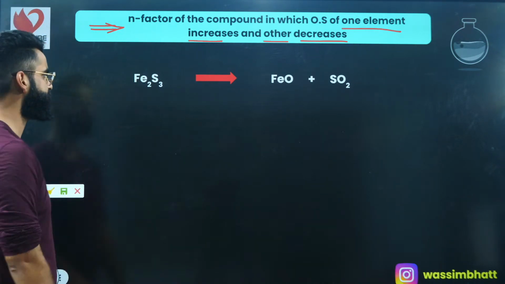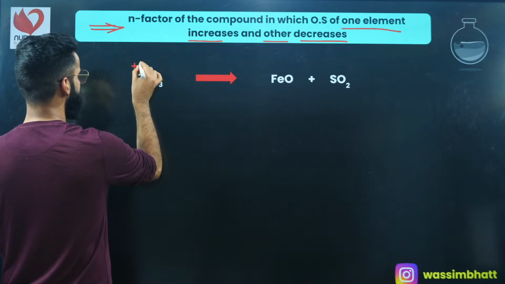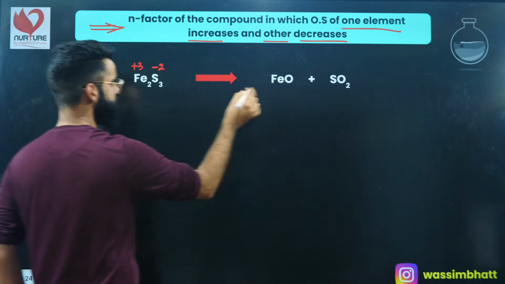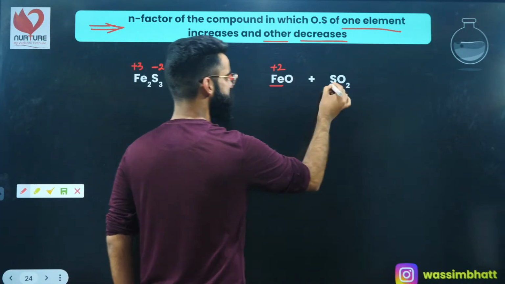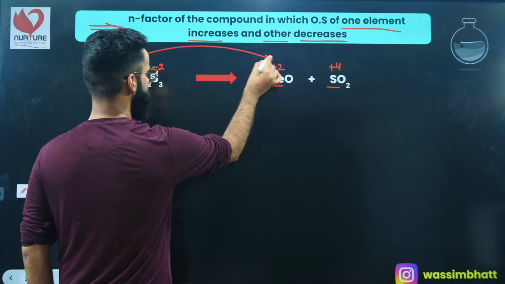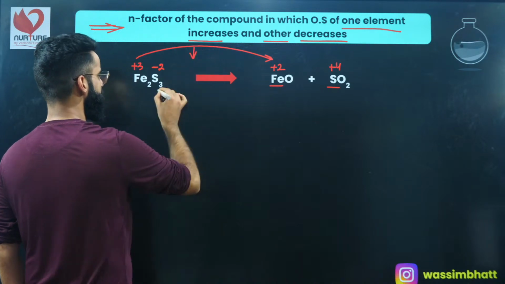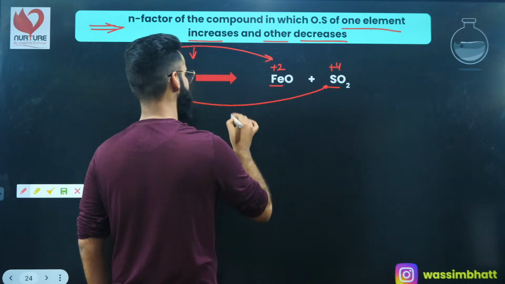How come? Have a look. First of all, just do the crisscross thing. The oxidation state of iron is going to be +3. The oxidation state of sulfur is going to be -2. Iron over here shows +2 oxidation state. Sulfur over here shows +4 oxidation state, right? Say guys, +3 to +2. What is the change? So +3 to +2, oxidation state is decreasing. -2 to +4, oxidation state is increasing, right?